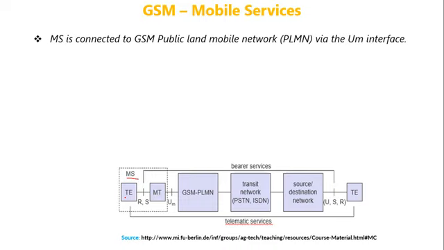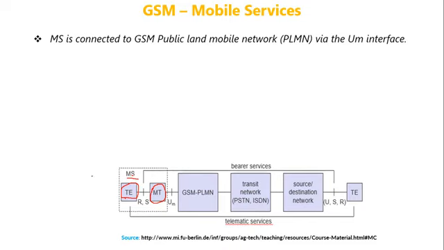The TE is the terminating equipment. Terminating equipment is any end device. It can be a mobile, it can be a normal wired telephone, whatever it may be. In case of a mobile phone, the terminating equipment is a mobile phone, and it also includes the mobile terminal. So the mobile terminal and TE put together is the MS, which represents mobile station.